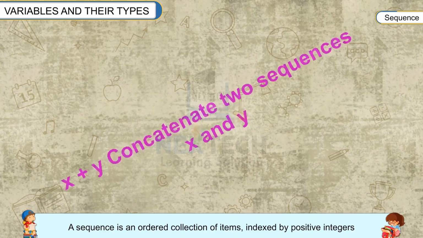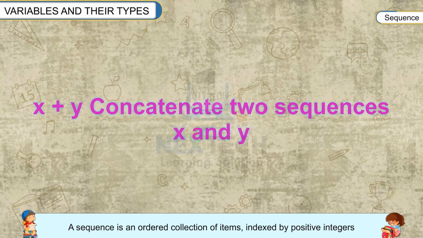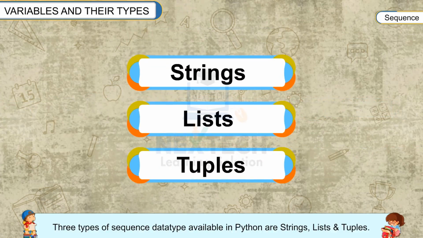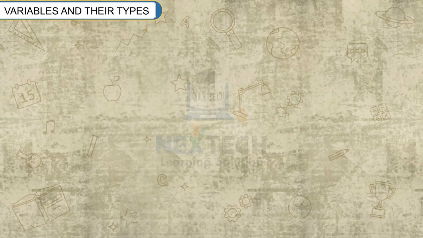Sequence. A sequence is an ordered collection of items indexed by positive integers. In other languages, it is called an array. Three types of sequence data type available in Python are strings, lists, and tuples.